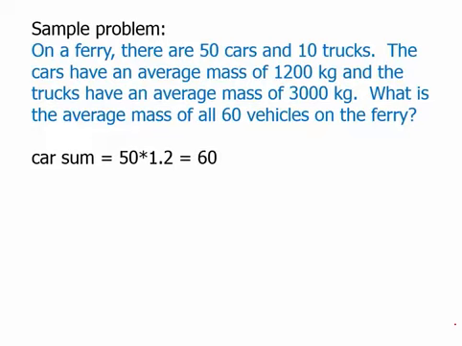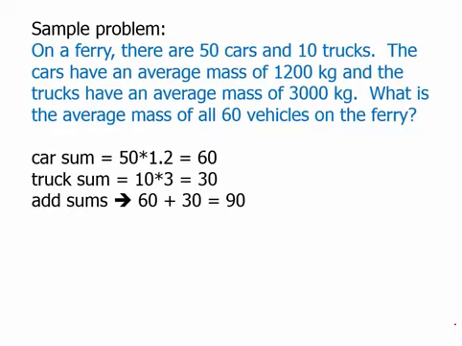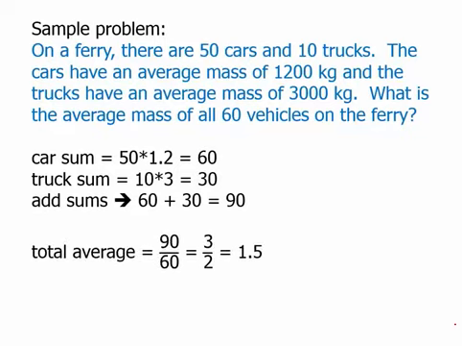For the trucks, we have 10 trucks, and then the mass, we'll just call that 3. 10 times 3, of course, is 30. Those are the two sums. We add up the sums. The total sum is 90. And we want the average over all 60 vehicles. Well, 90 divided by 60 is 3/2, or 1.5. And again, that is the mass divided by 1,000. So we just multiply by 1,000 again. 1,500 is the answer. 1,500 is the average mass of all 60 vehicles on the ferry.